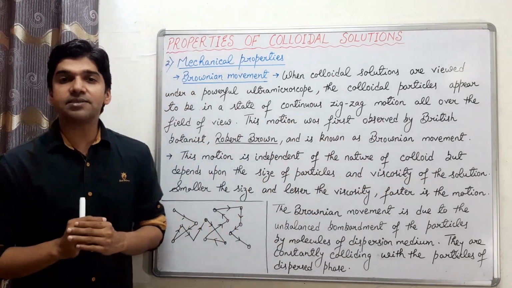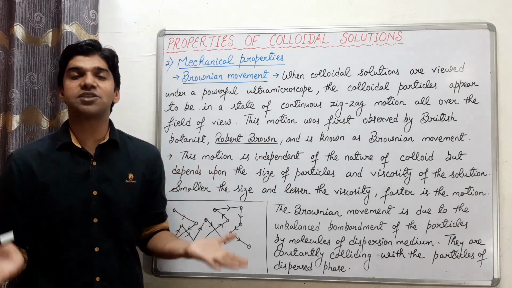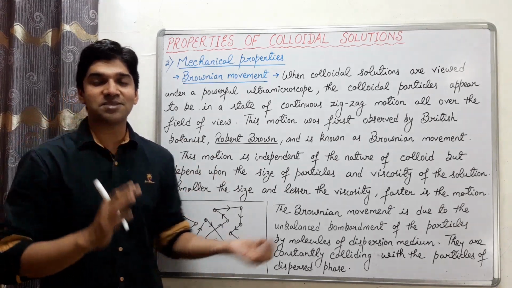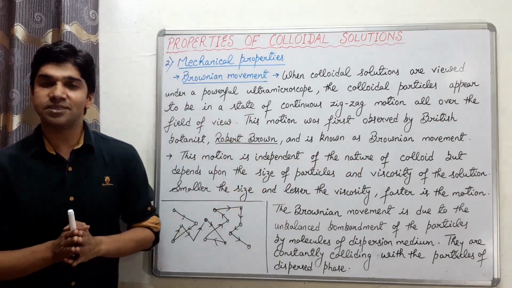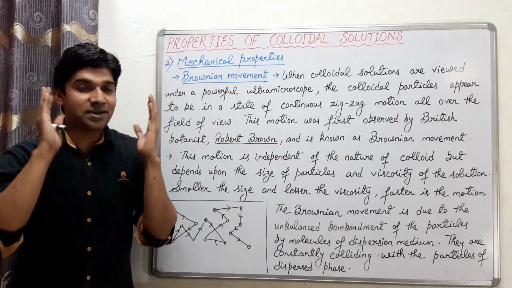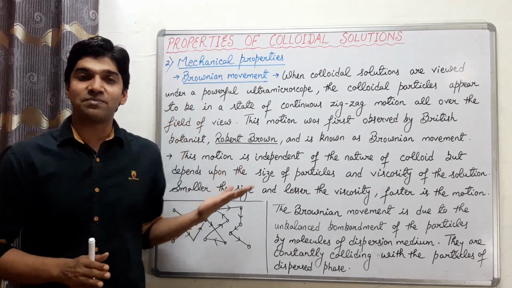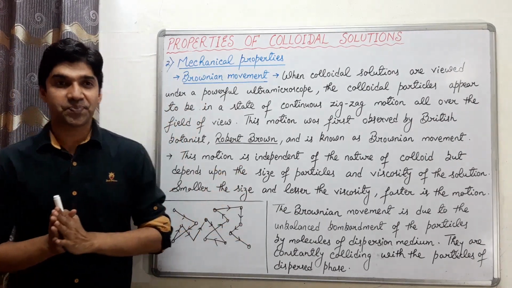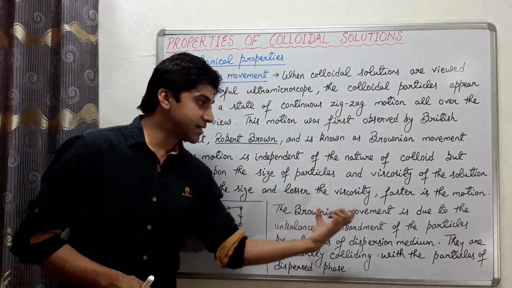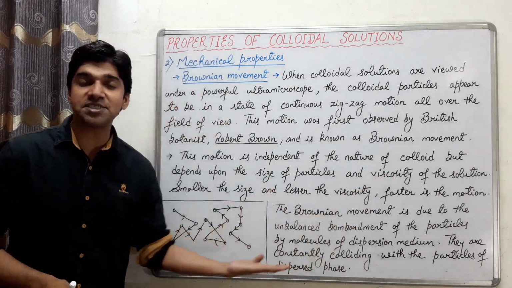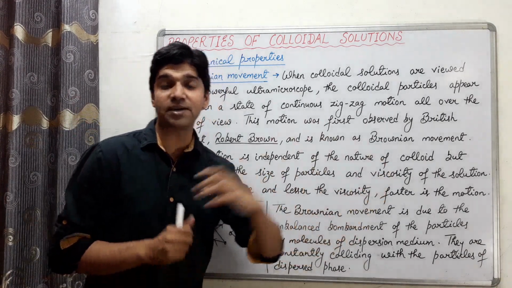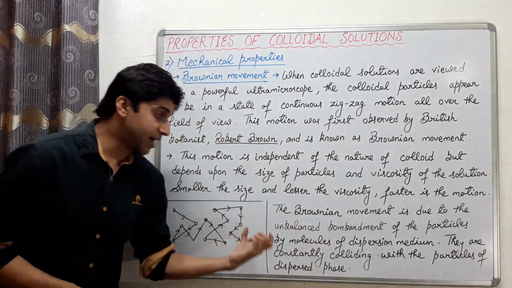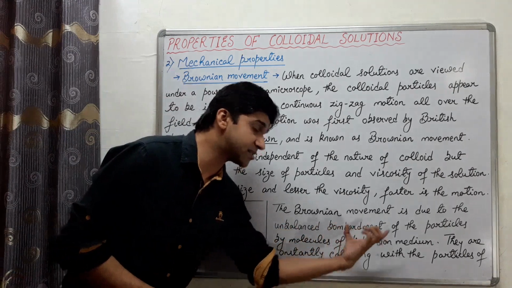Smaller the particles and lesser the viscosity, faster will be this motion, faster will be the Brownian motion. ठीक है? Now, what is the main cause of this Brownian movement? ये हो क्यों रहा है? The Brownian movement is due to the unbalanced bombardment of the particles. कौन से particles? By the molecules of dispersion medium.